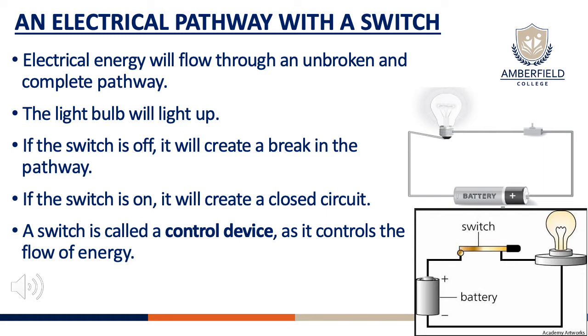If the switch is off, it will create a break in the pathway, which then means electricity will not flow. If the switch is on, it will create a closed circuit, which will allow electricity to flow. A switch is called a control device as it controls the flow of energy in our circuit. So if you want a control device in your circuit, you would need to supply a switch. So your light switch supplies the electrical energy to your light bulb. It's your control device of putting the lights on and off.